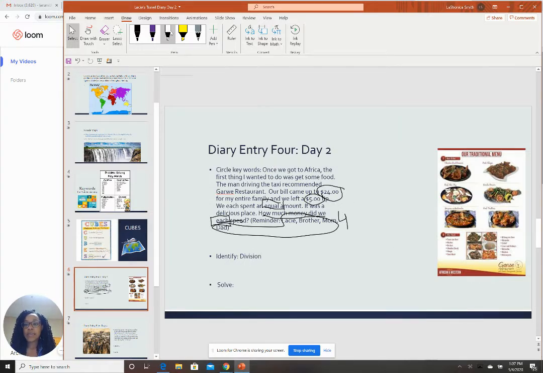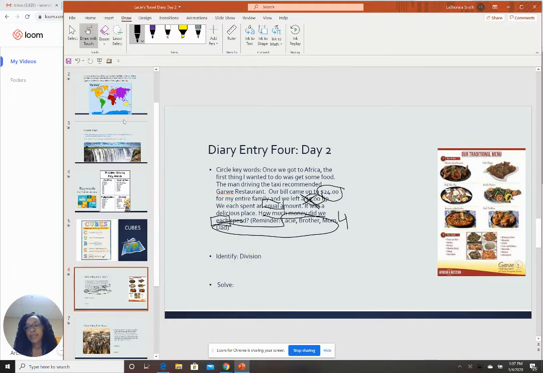Do we need to eliminate anything in this problem? I know that our bill came up to $24, and it said that they each equally spent the same amount. But we're only trying to figure out how much money they each spent with the bill. So the $5 tip is not important. We're going to go ahead and cross off that number.